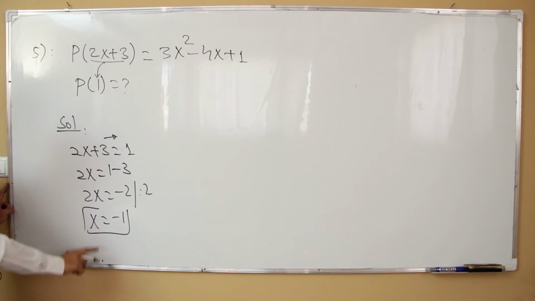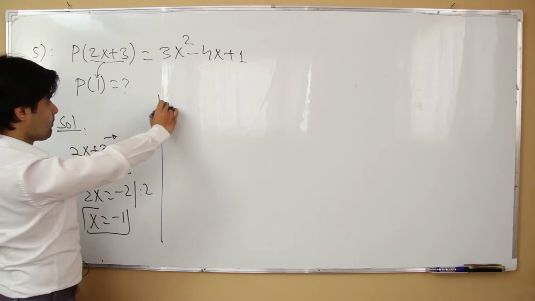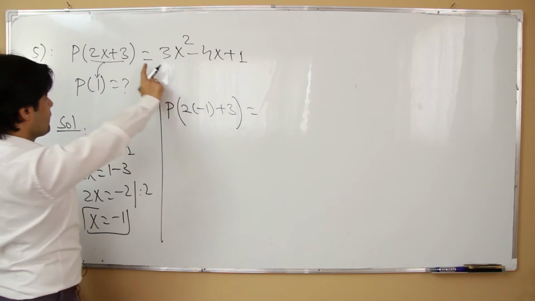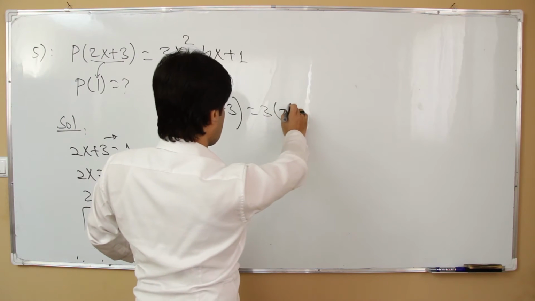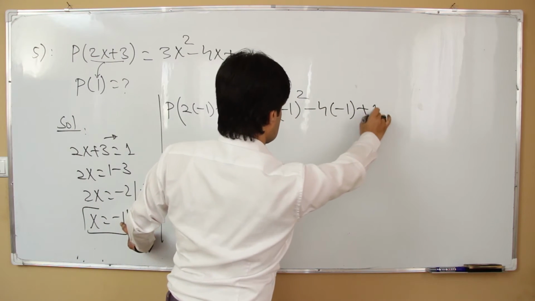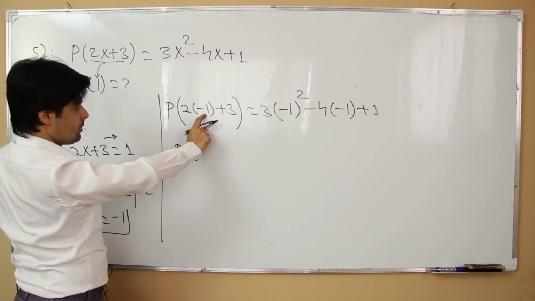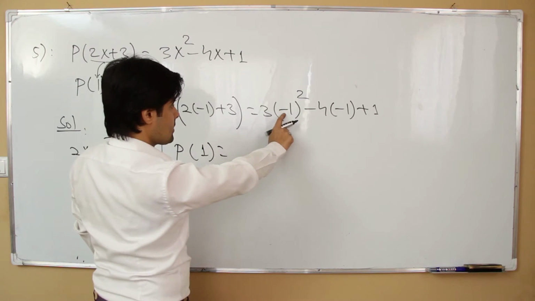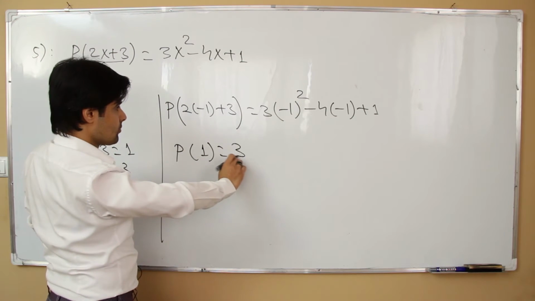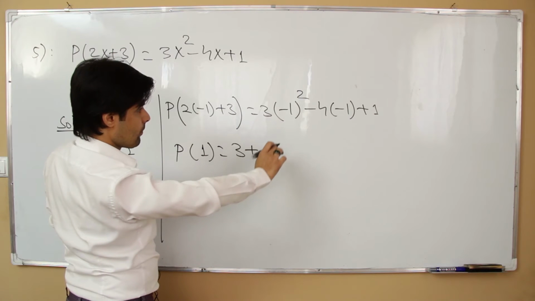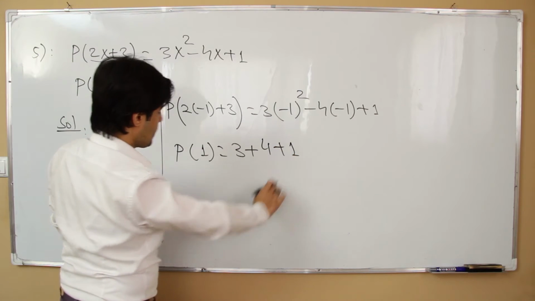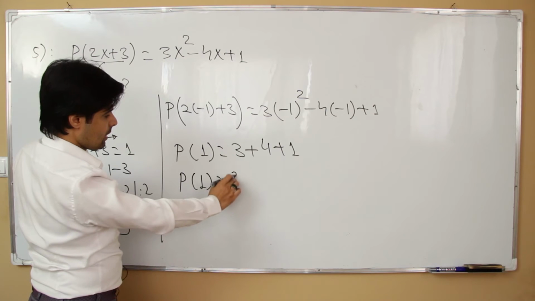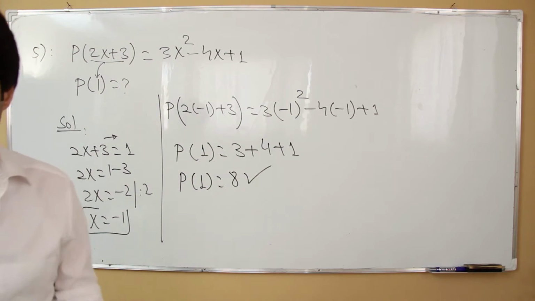Now, instead of x, you have to put minus 1. So you will find P of 2 times minus 1 plus 3 is given as 3 times minus 1 squared minus 4 times minus 1 plus 1. Now 2 times minus 1, minus 2, plus 3, it's 1. Minus 1 squared is 1, 1 times 3, it's 3. Minus times minus, plus 4, with 1, it's 4 plus 1. Then you can add them up. 3 plus 4, it's 7. 7 with 1, I think it's 8. Write it, please.